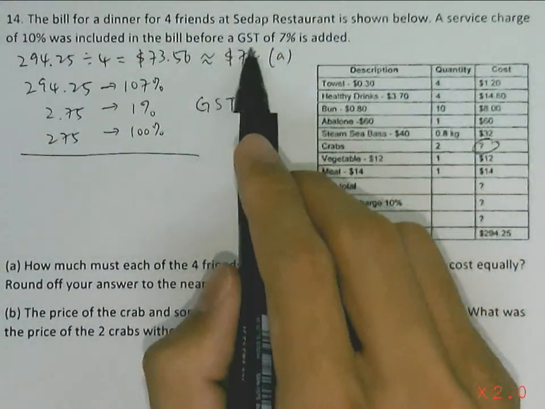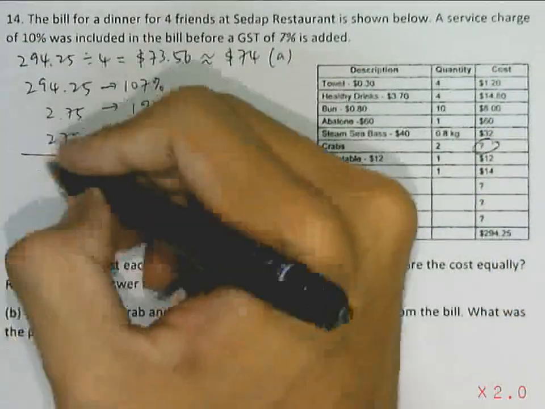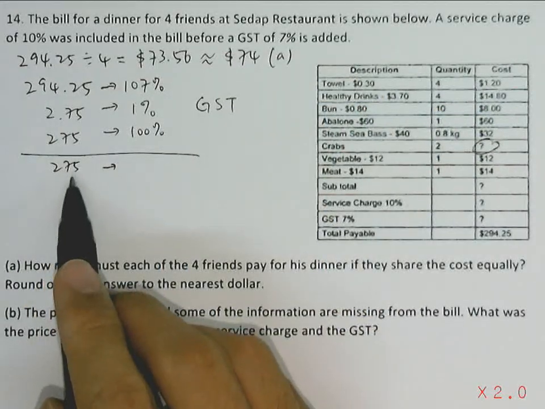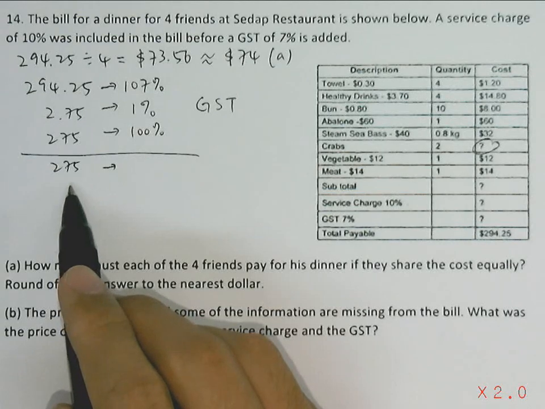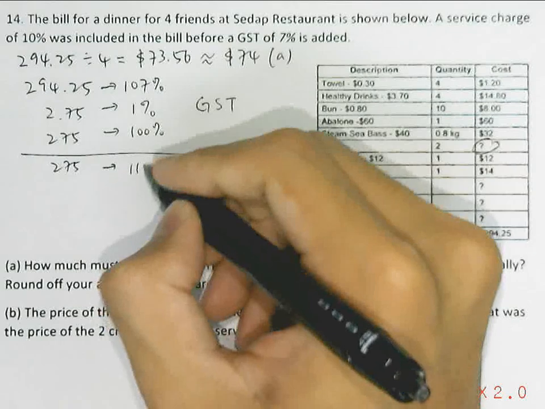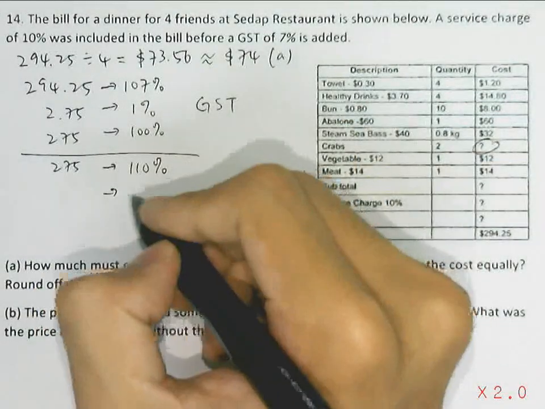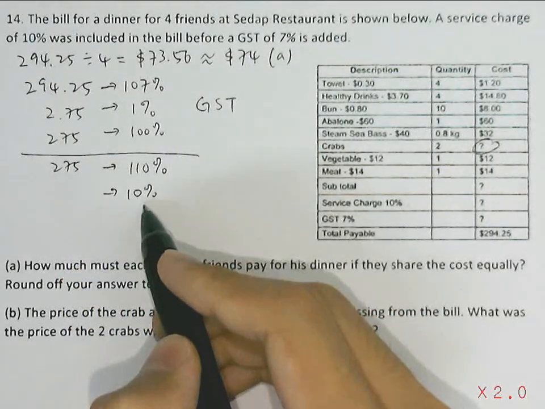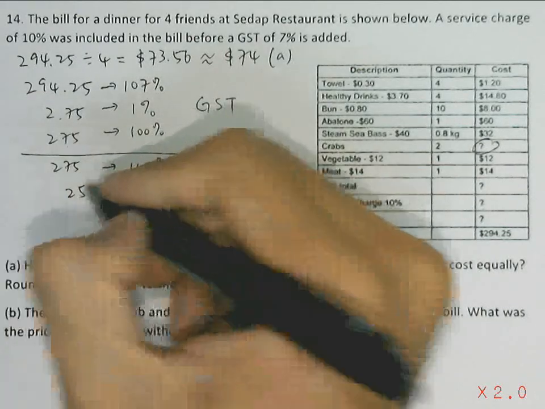Alright, so this part takes care of the GST. Since the GST was added last, we do the GST first. Next, we go and find the service charge. So after the service charge was applied, we had to pay $275. Alright, since the service charge was 10%, then this would be 110% of the original price. So from here, we can find 10% by dividing by 11. Alright, so 275 dividing by 11 will give us $25.